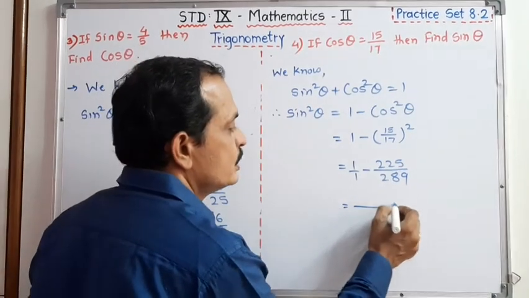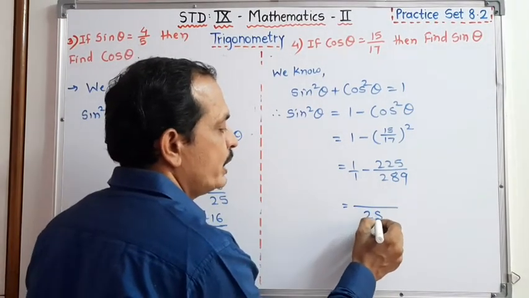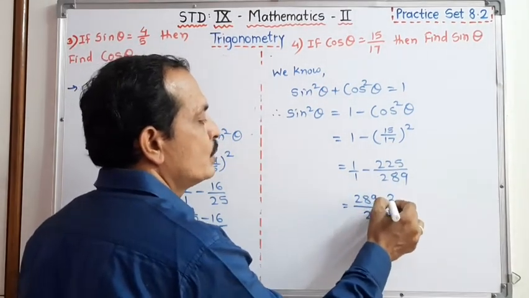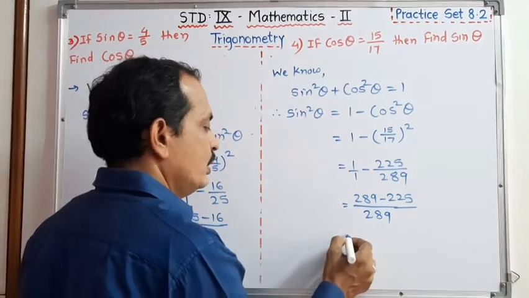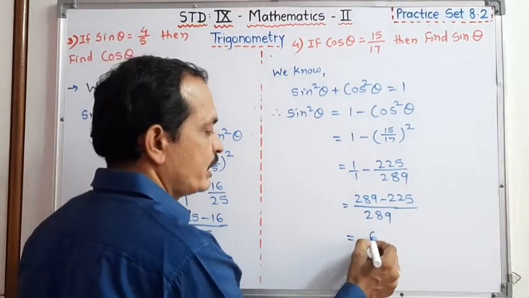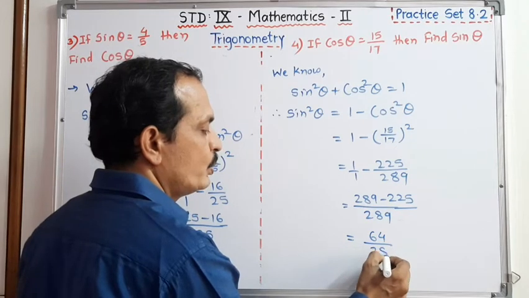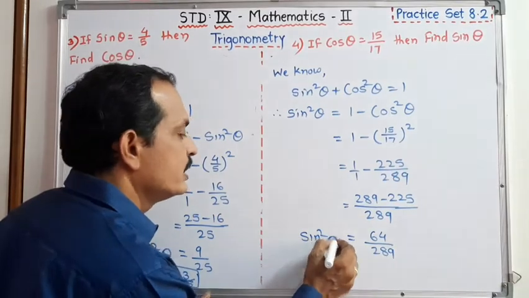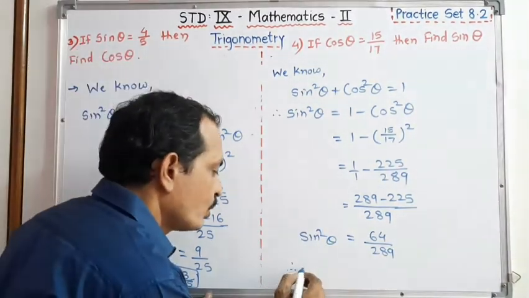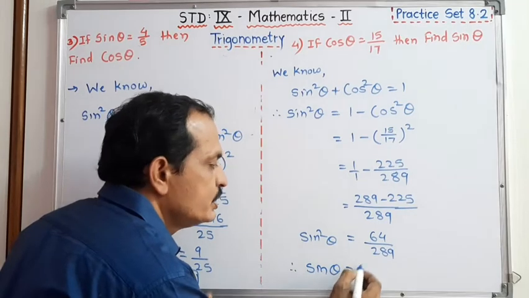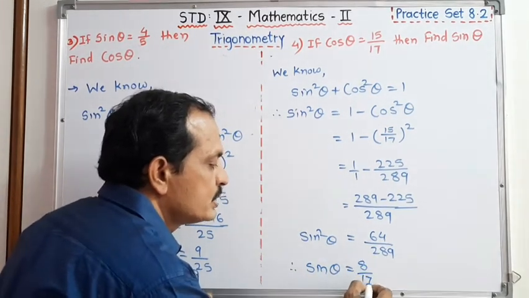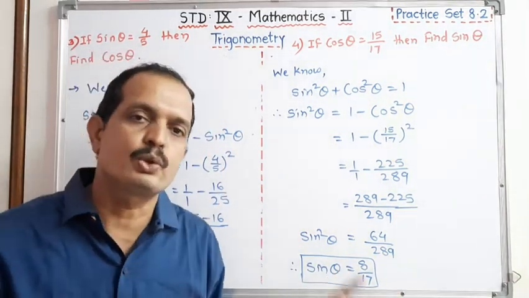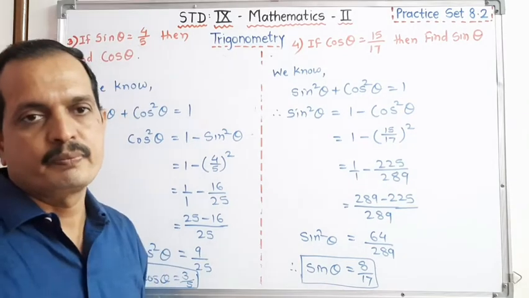Now see, here it is cross multiply, 289 minus 225. Now 289 minus 225, it is 64 upon 289. This is the value of sin square theta. Now taking the square root of this, it is sin theta is equal to 8 upon 17. Therefore dear student, we get the final answer, sin theta is equal to 8 upon 17.